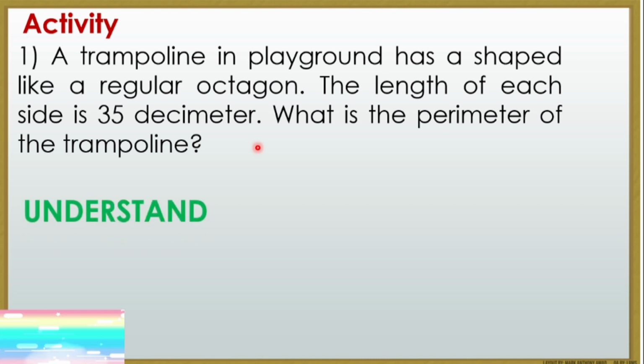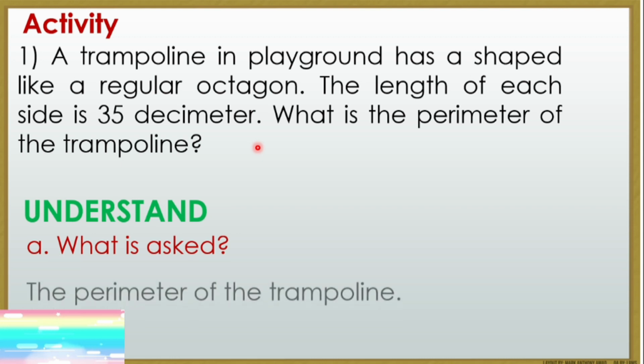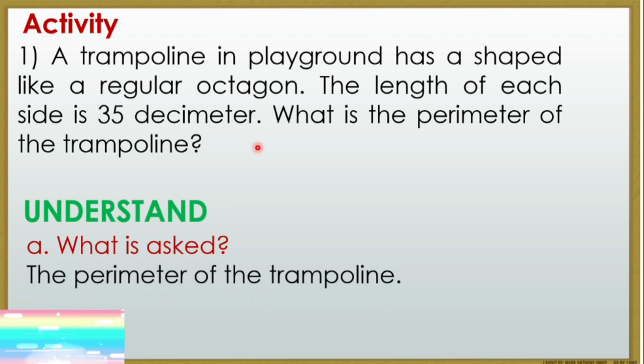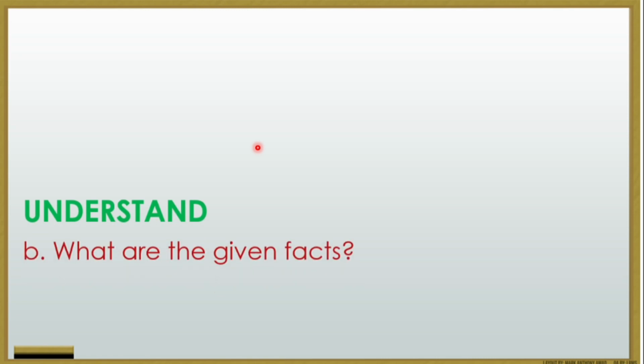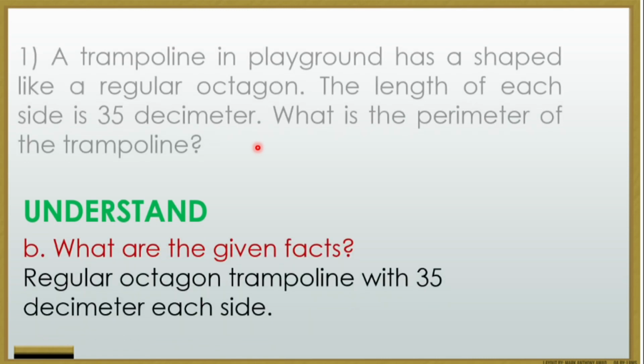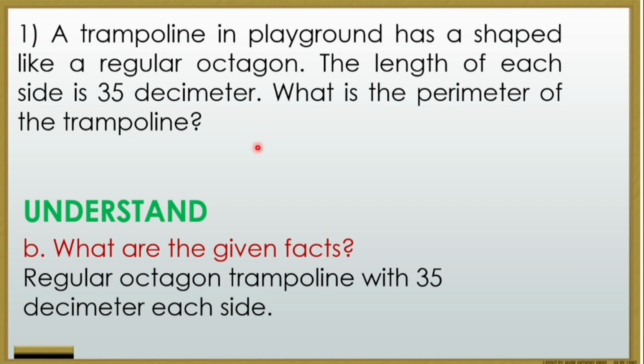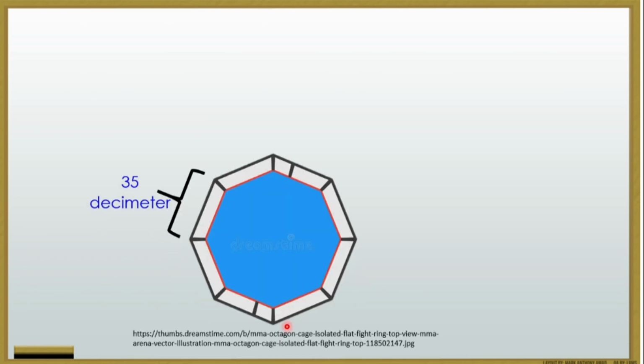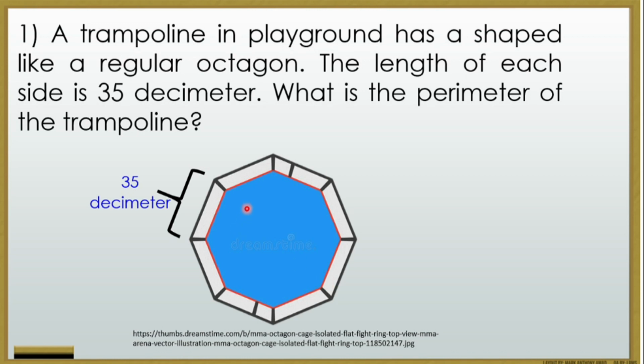Let's understand the problem. What is asked is the perimeter of the trampoline. And then let's find the given facts. The given facts are a regular octagon trampoline with 35 decimeters on each side. And then for visual representation, this would be the regular octagon of the trampoline.